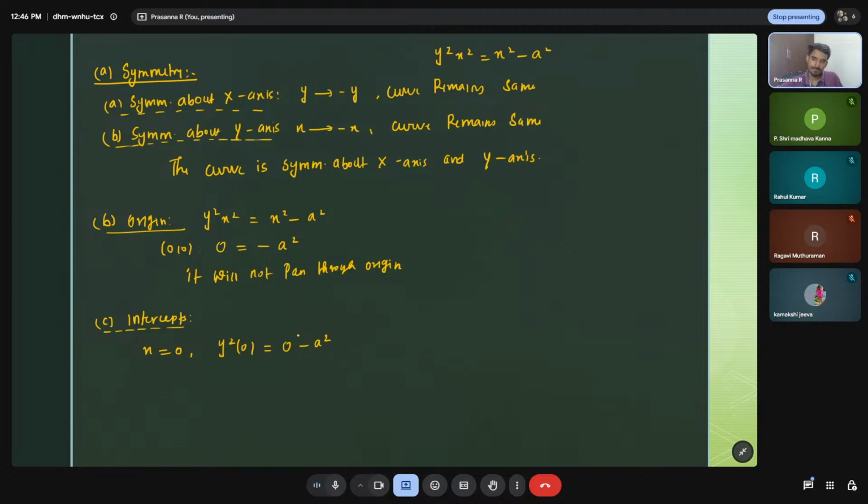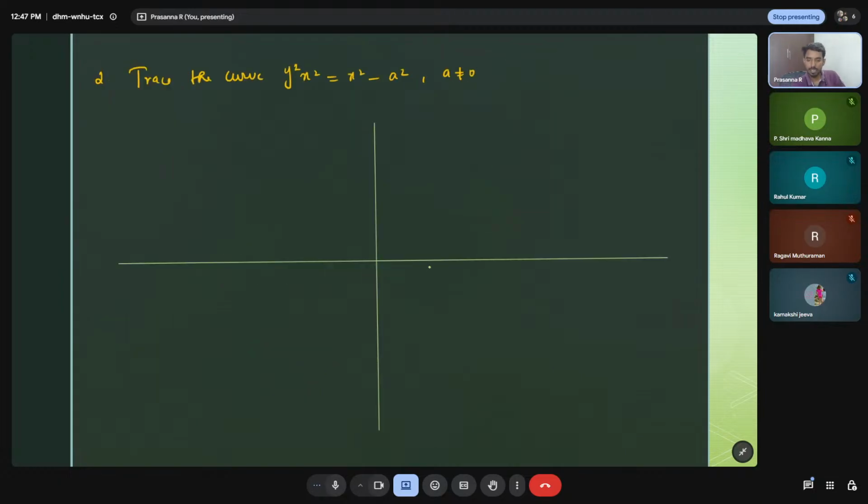You are not getting y, right? No y. If y is equal to 0, x square minus a square is 0. That means x is plus or minus a. So there is no y intercept, but you have x intercepts: a comma 0 and minus a comma 0. These are the intercepts. That means the curve is passing through a comma 0 and also through minus a comma 0.